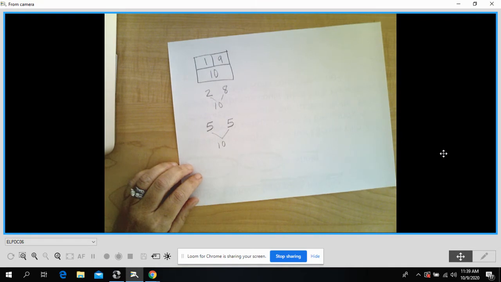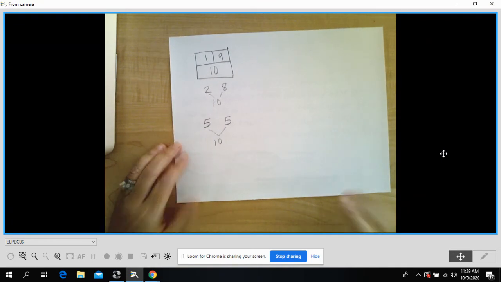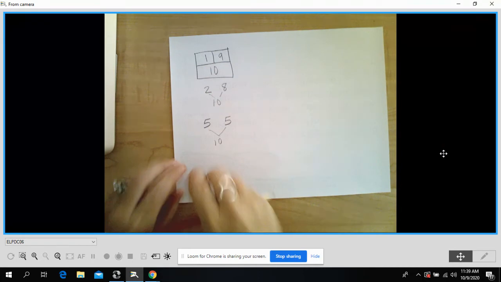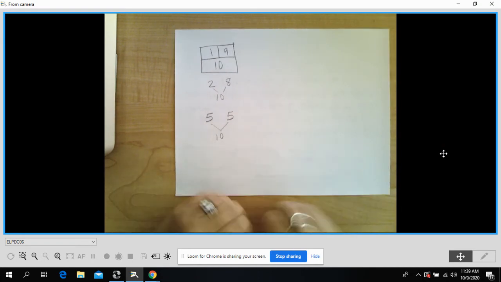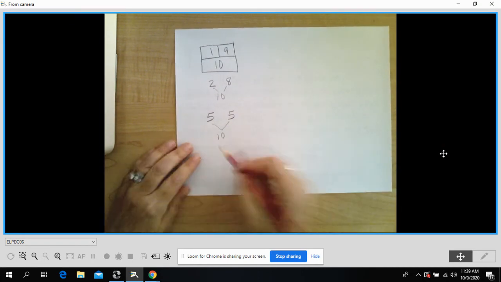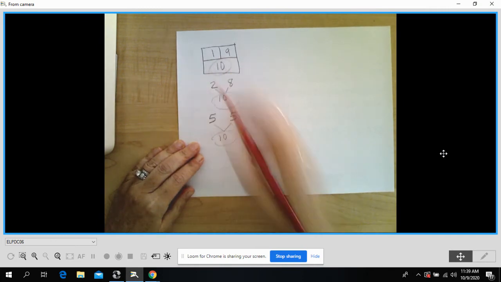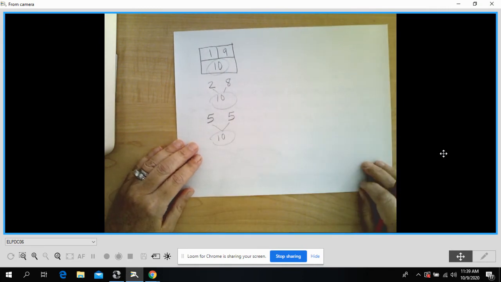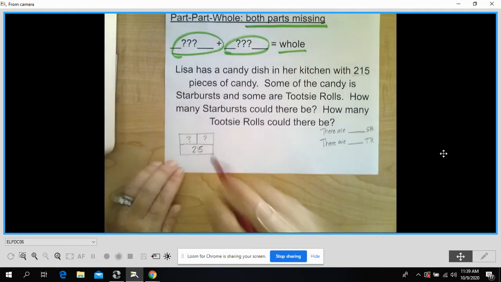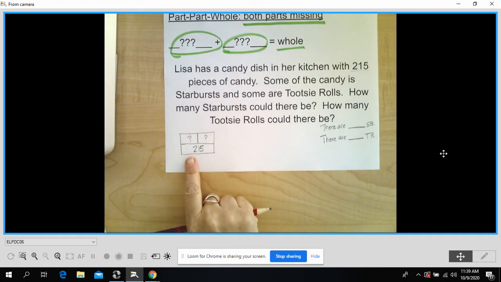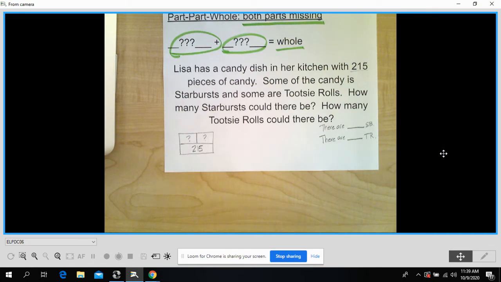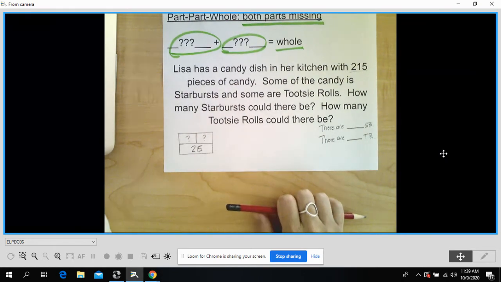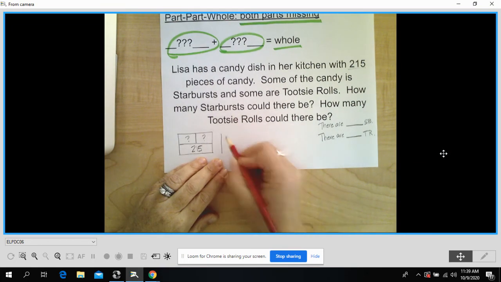Could she have 5 Starburst and 5 Tootsie Rolls for the whole amount of 10? Yes, definitely. So when both parts are missing, that just means that the numbers that you come up with for each part might be different than someone else's numbers, as long as the whole is the same. Okay? So now, let's come back to this. She has some Starburst and some Tootsie Rolls for a total of 215. What numbers are going to go there? Well, we could be really, really simple, and the problem would be correct.